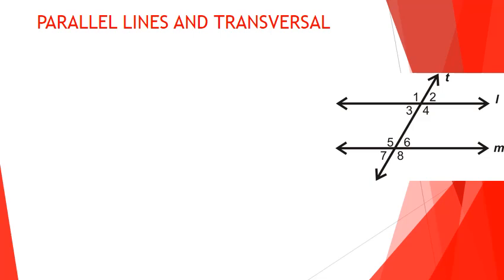And the last pair we learnt is interior angles on the same side of the transversal. Out of 4 angles, 2 angles lie on the left side of the transversal and 2 angles lie on the right side of the transversal. So interior angles on the same side of the transversal are angle 3 and angle 5, and angle 4 and angle 6. This we already learned.